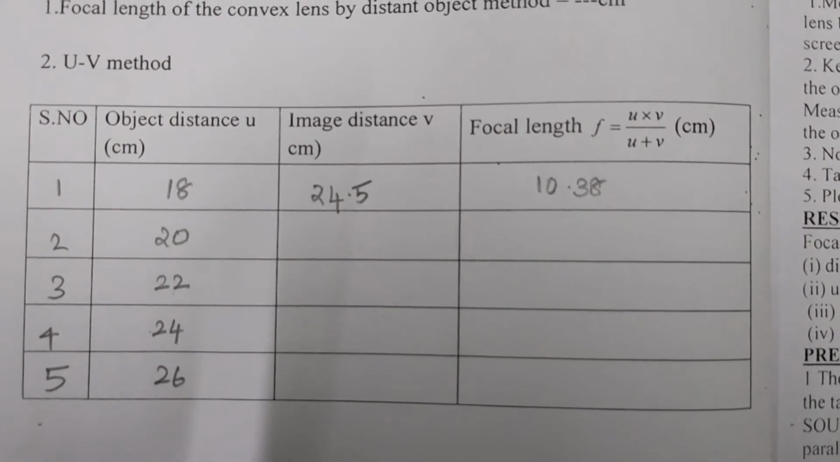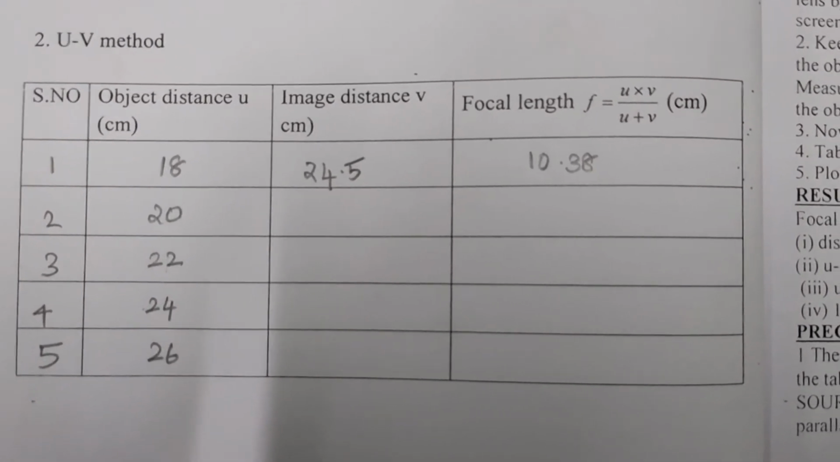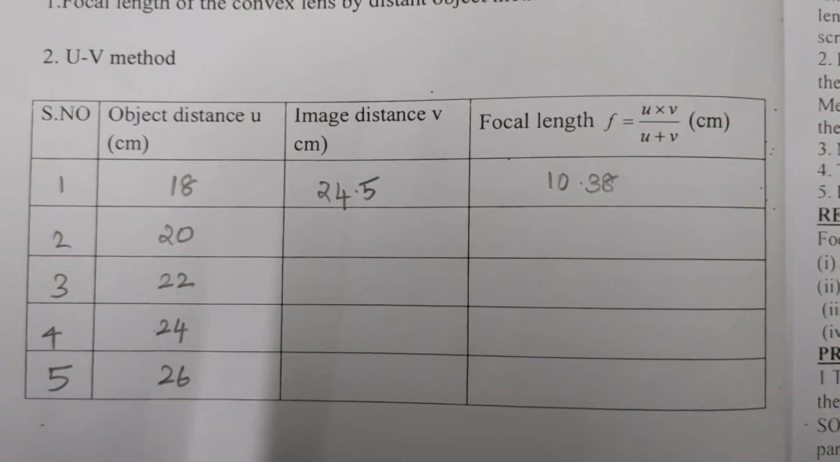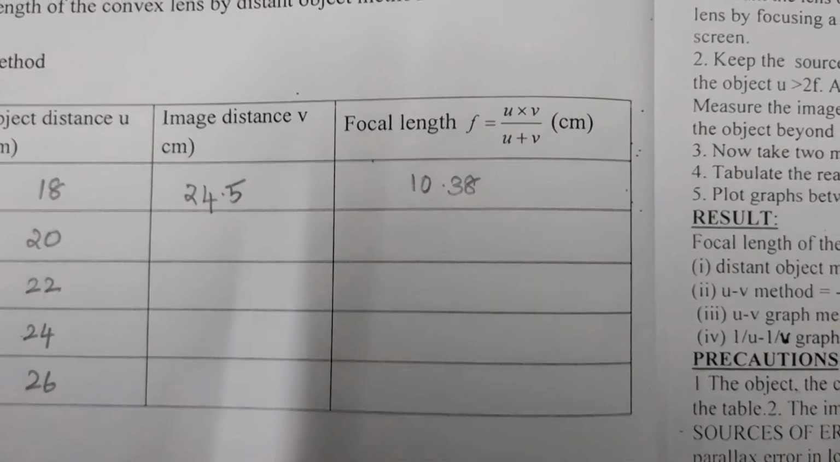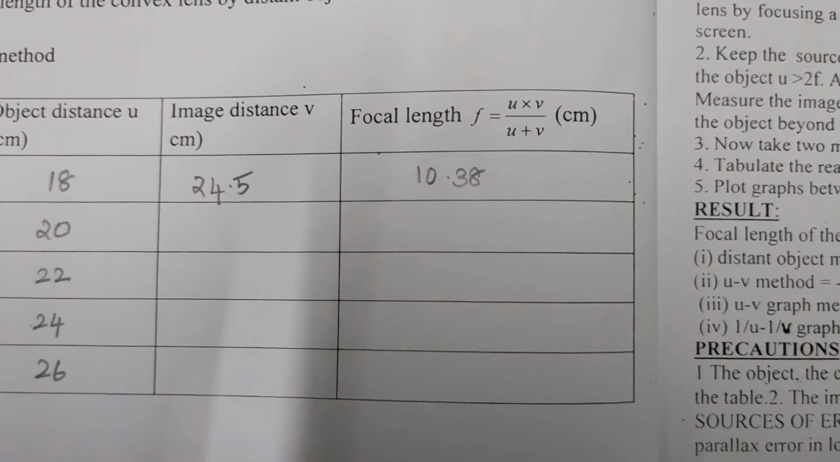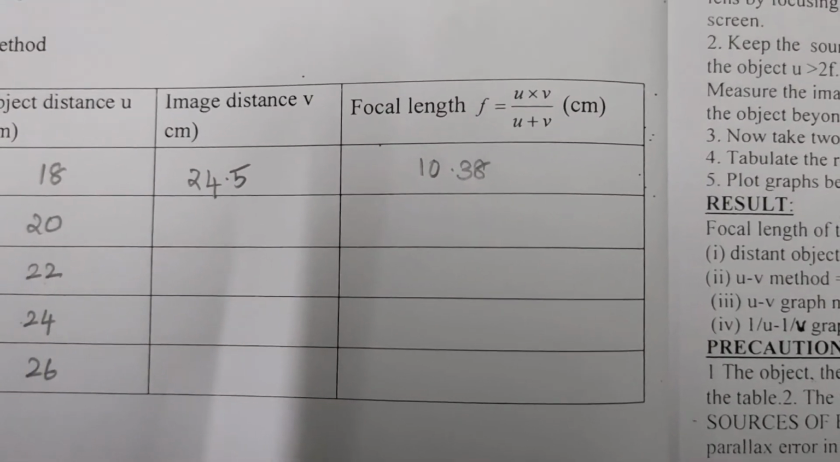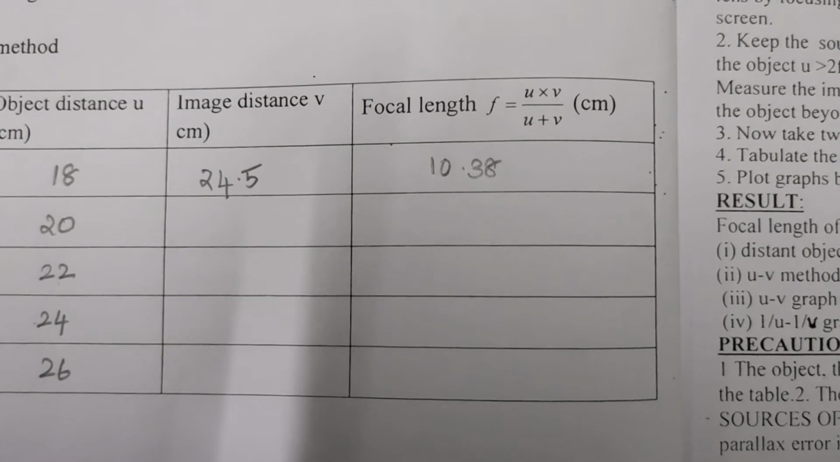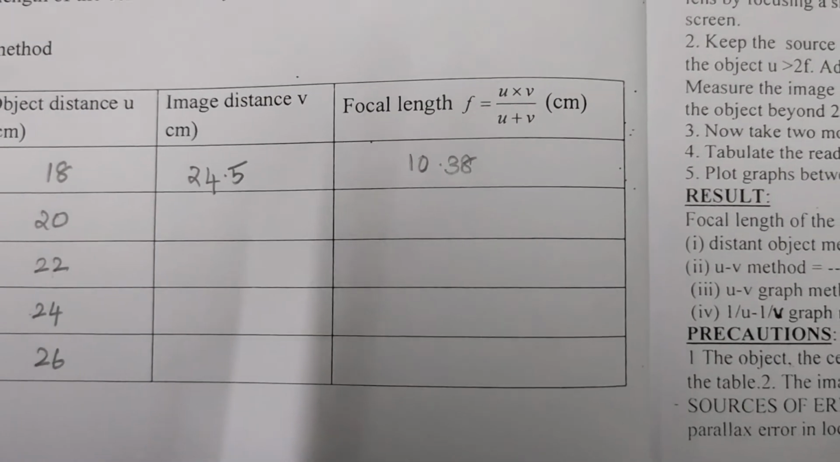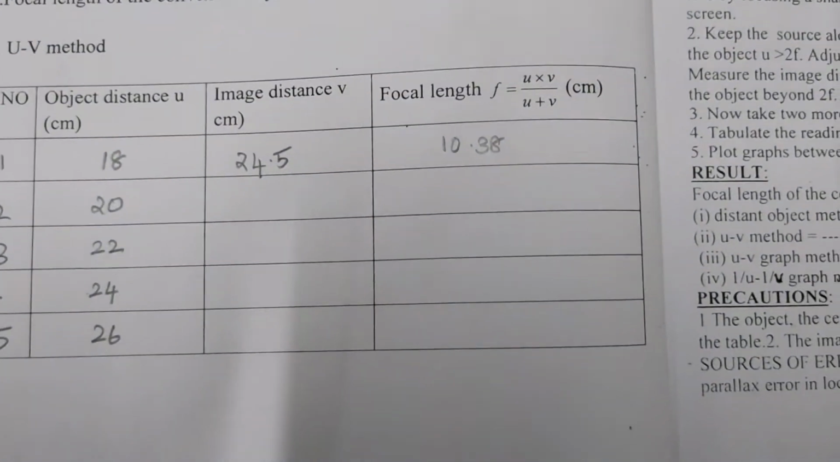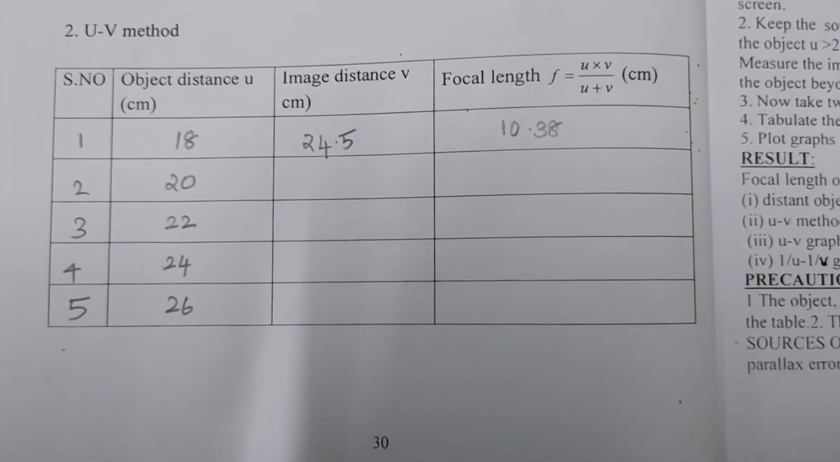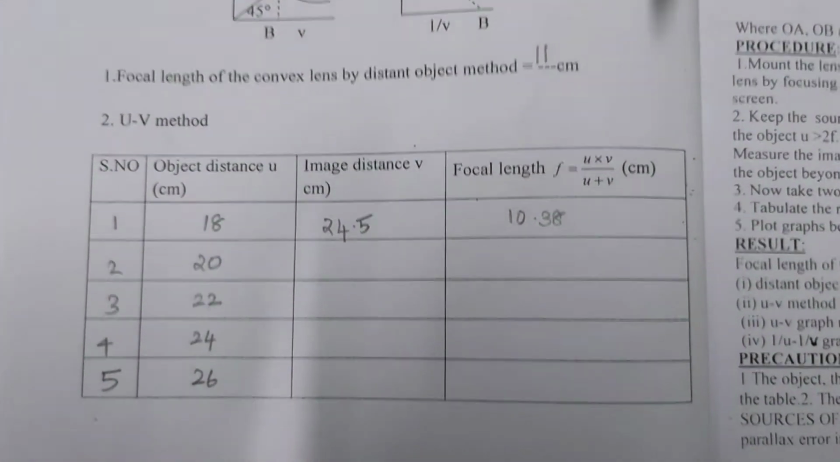So object distance is 18 centimeter. Image distance is 24.5 centimeter. We have substituted the values in the formula. We are getting the focal length of the given convex lens as 10.38 centimeter. This is the approximate value, as the distant object method is only for approximate finding of the focal length.